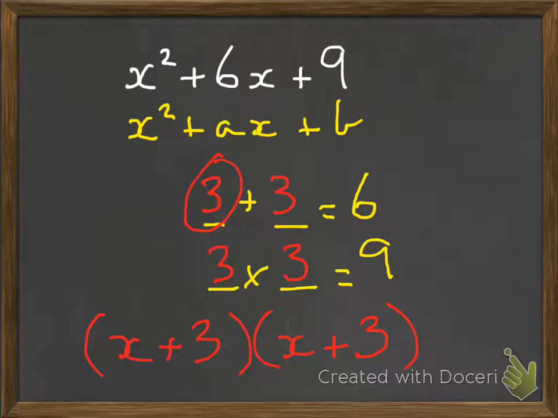Now, if I needed to, I could double check that I've got that right, and it's easy to do. If you remember the whole foil or lobster claw, however you want to do it, expand those brackets. X times x gives me x squared, so that's right. X times 3 is 3x, and 3 times x is 3x. That's 2 lots of 3x, which is 6x. And then I've got 3 times 3, which equals 9.